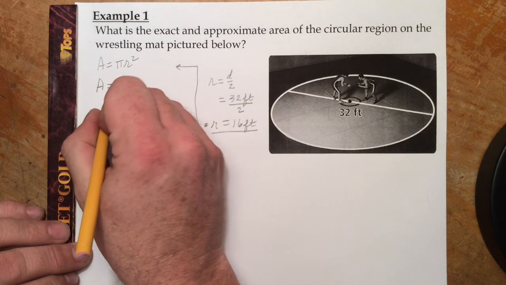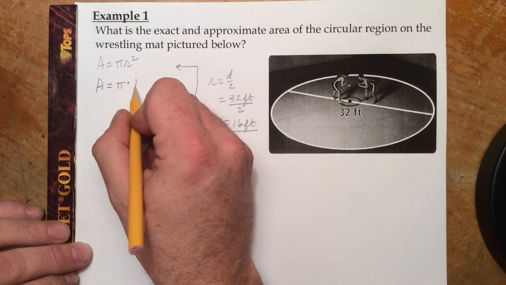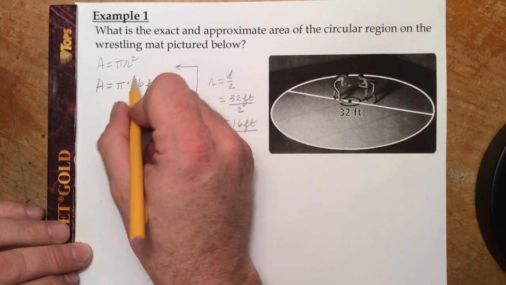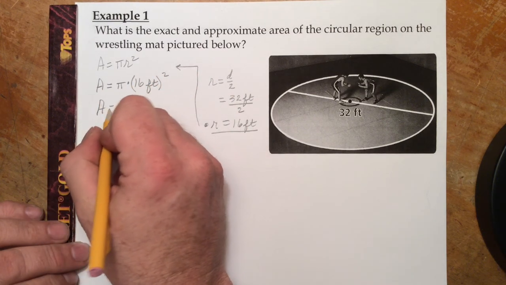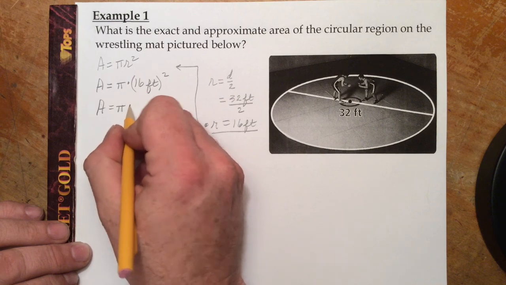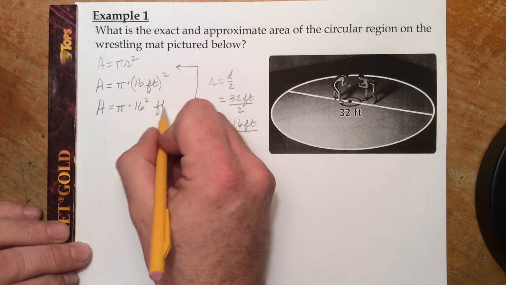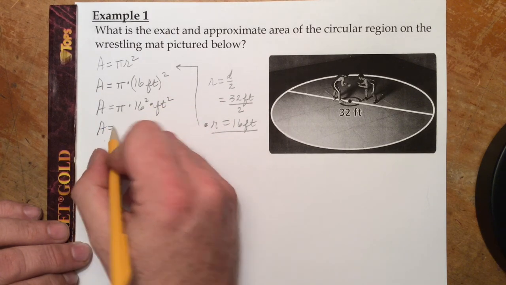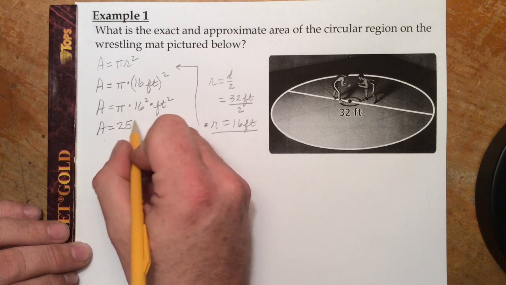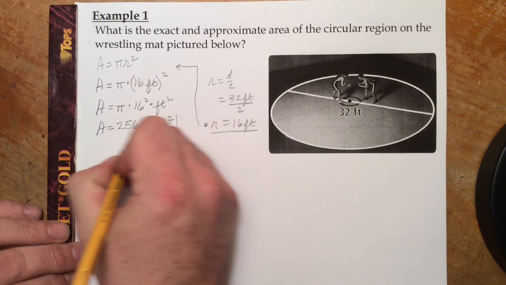Come back over here. Substitute it in. Area equals pi times the radius, which is 16 feet, all of that squared. Now when we square, we have pi. When we square 16, we square the 16 and we square feet also. That gives us 16 squared is 256 pi feet squared. This is the exact area.